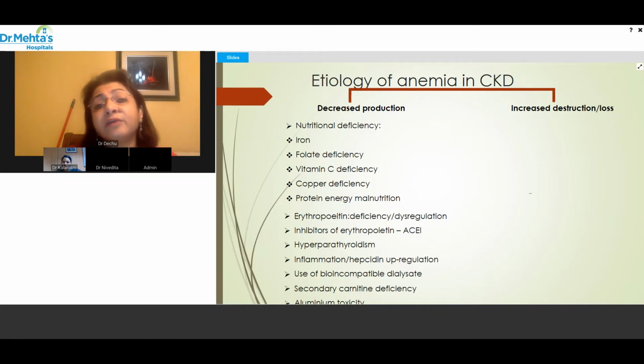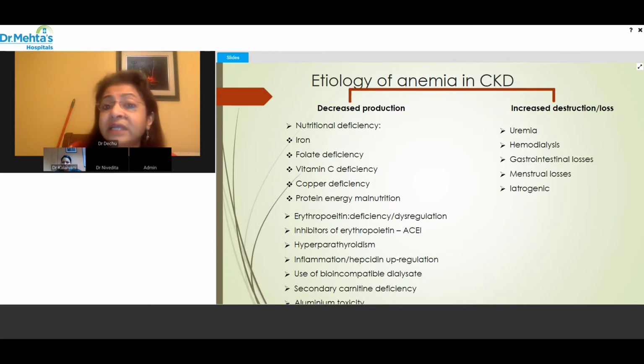If you look at the side of increased destruction, uremia, the uremic milieu makes the red cells not live as long, and so it decreases the lifespan of red blood cells, and therefore results in a rapid turnover of red blood cells. Hemodialysis and its associated blood loss can also result in anemia. Uremia can result in gastrointestinal blood loss, which really needs to be checked for all patients who are erythropoietin resistant. In the females, menstrual losses, and of course, the big portion of anemia in our CKD patients is the amount of blood draws that we do.